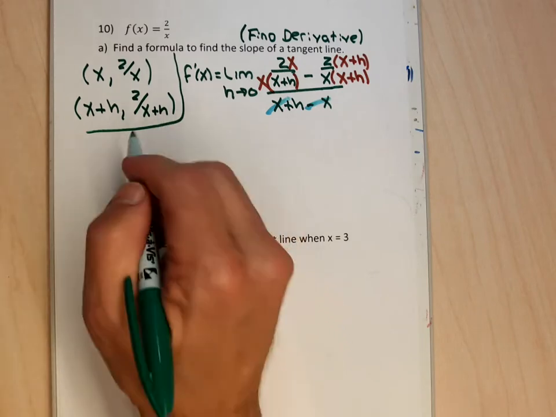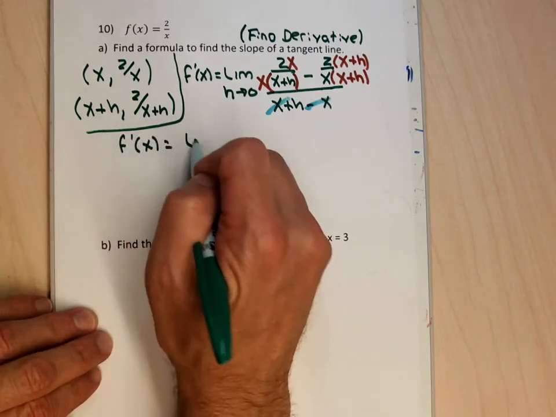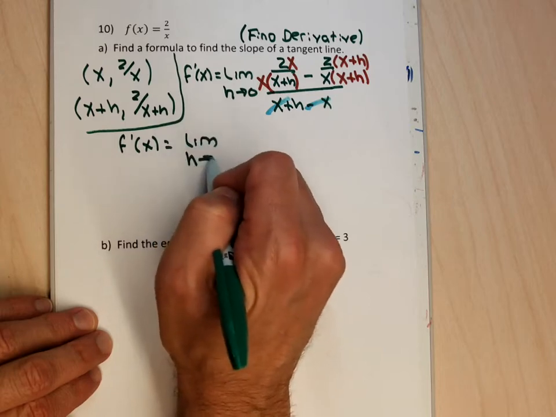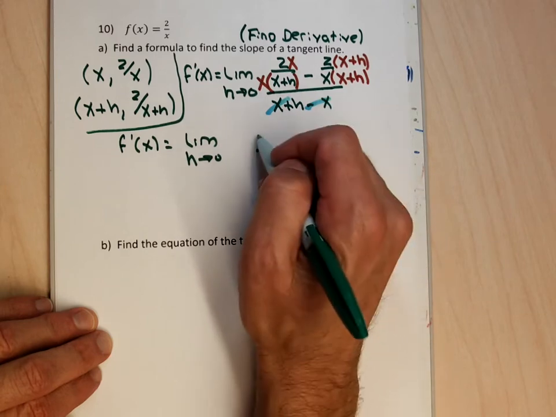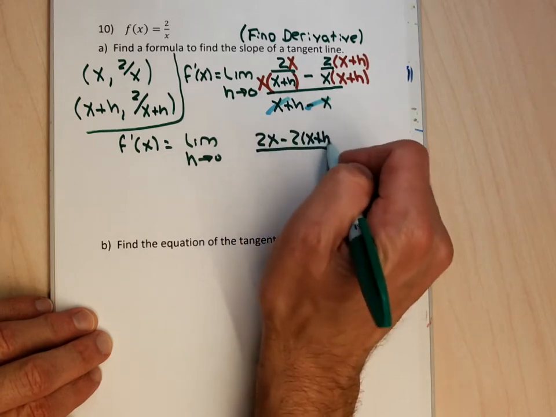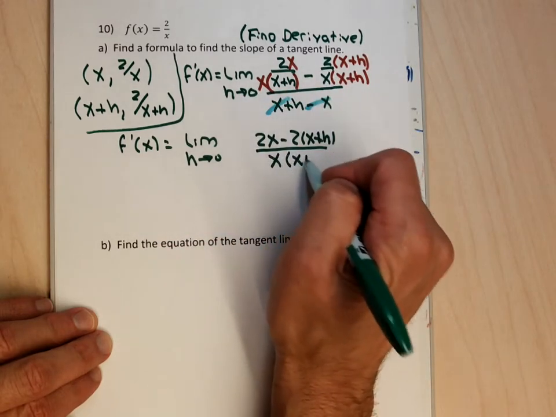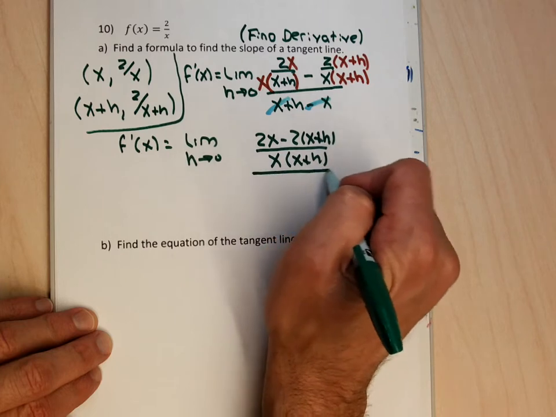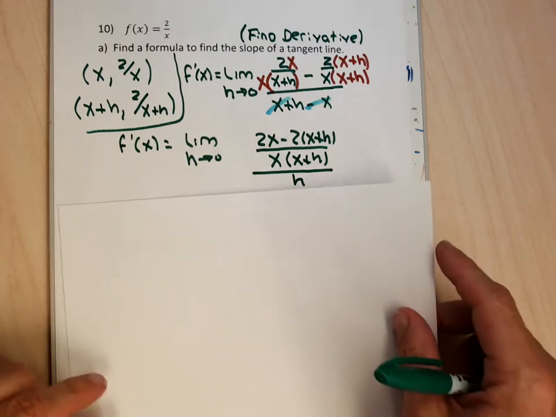So let me try to clean this up. What I'm going to have right now is f prime of x equals the limit as h goes to 0, and this numerator is going to be 2x minus 2 times x plus h over the common denominator, x times x plus h, all divided by h. Let me clean up that numerator by clearing the parentheses.